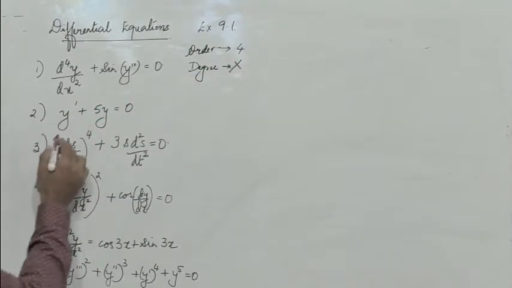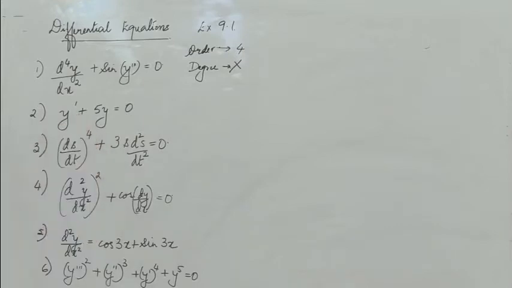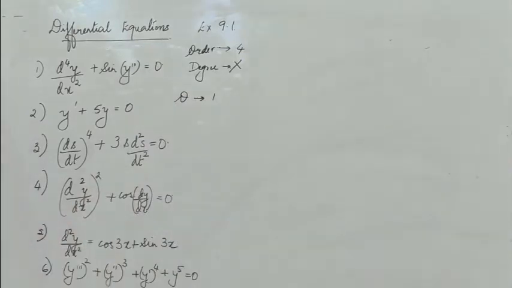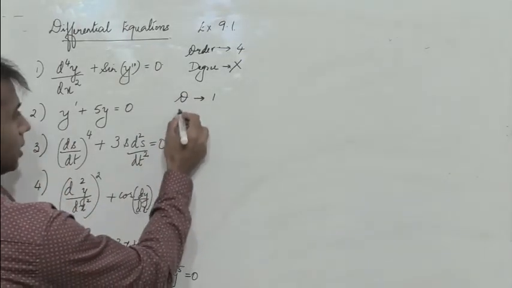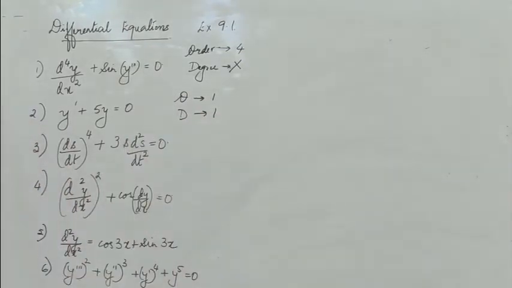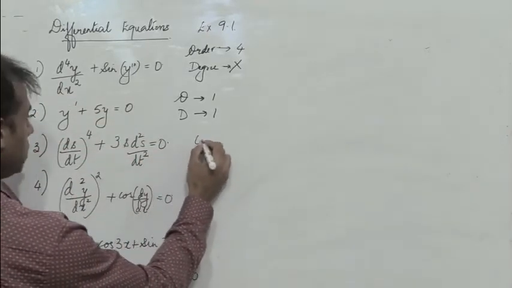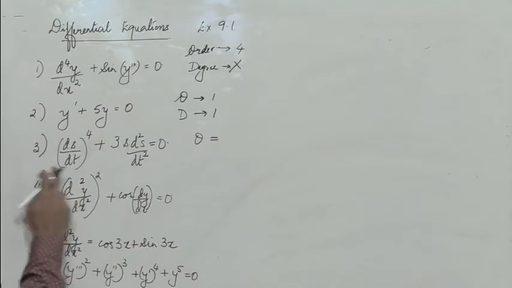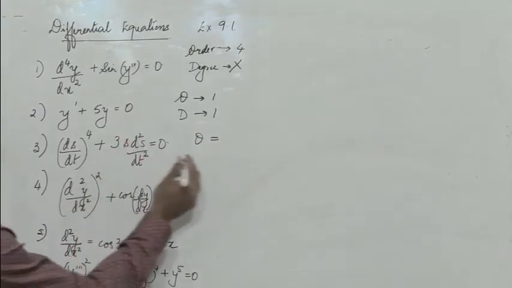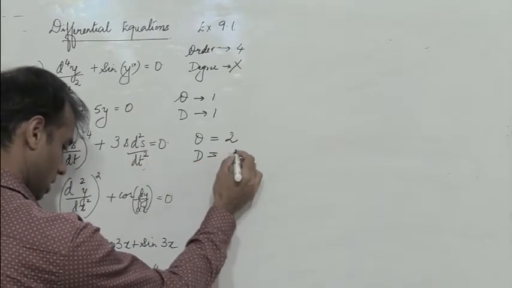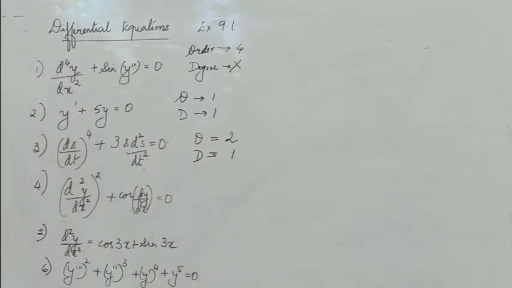Next, problem 2. In problem 2, the order is 1 and the degree also is 1. See, the order is 1, and the power of y dash is definitely 1, so the degree is also 1. The third problem, the highest order in the differential equation is 2, and this is raised to power 1, so degree is definitely 1 here.